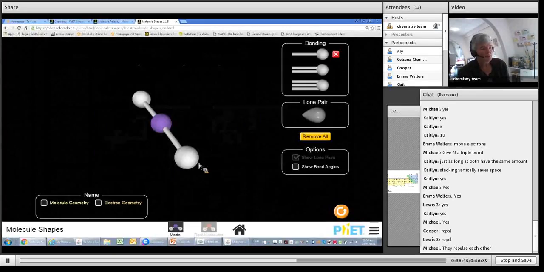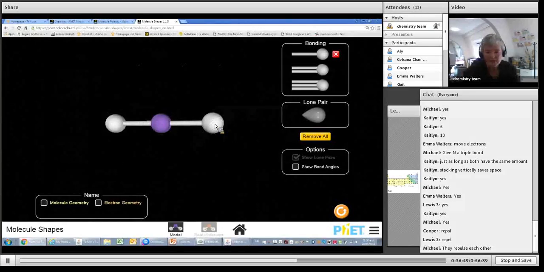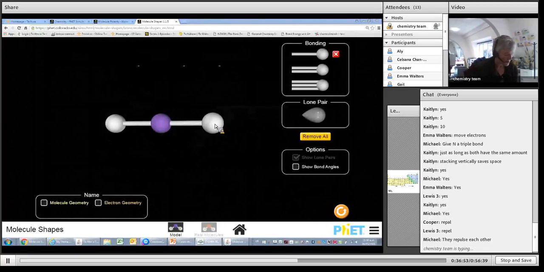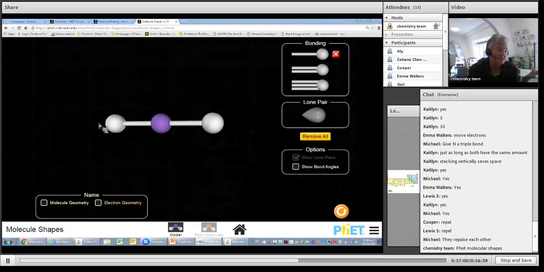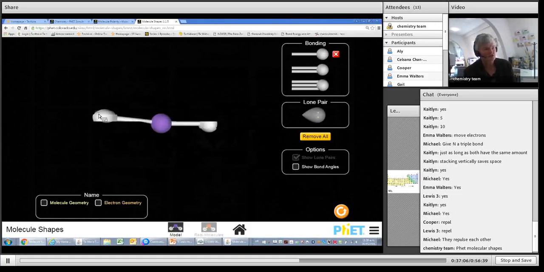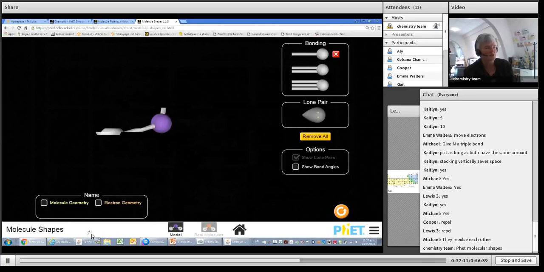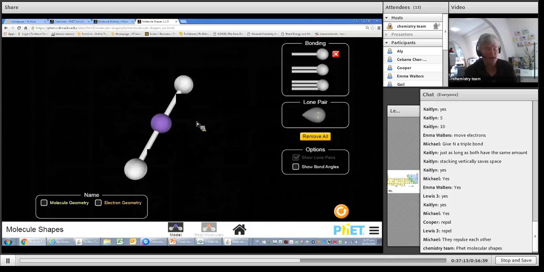So here's an example of linear. This is a simulation. If you Google molecular shapes simulation, you're going to get this. And this is quite good because it shows that bonds aren't fixed or rigid. They will move around, but if I try and bring it closer to that one, they'll eventually always try and repel each other.